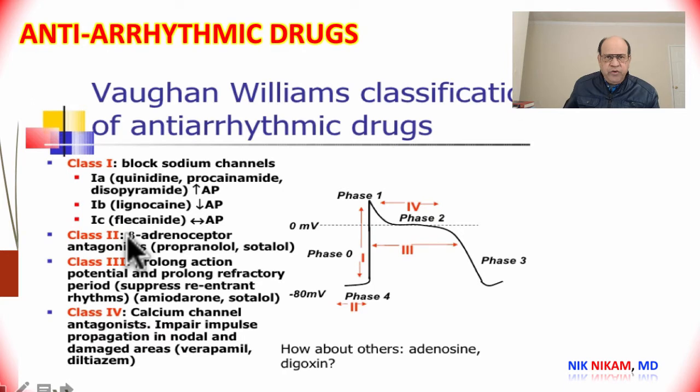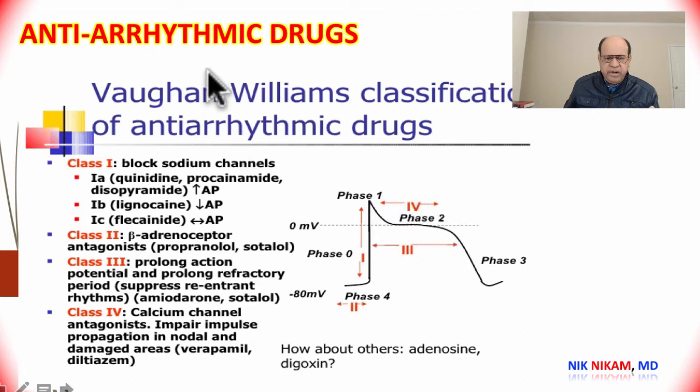The class 2 drugs are beta blockers, which act on phase 4 of the action potential, which is the resting membrane potential. Class 3 antiarrhythmics act on the repolarization phase, or phase 3 of the action potential. And finally, class 4, or calcium channel blockers, act on phase 2 of the action potential.